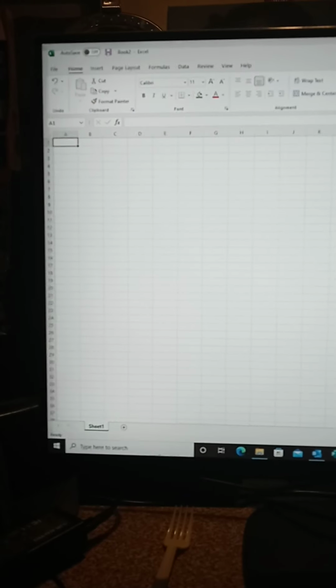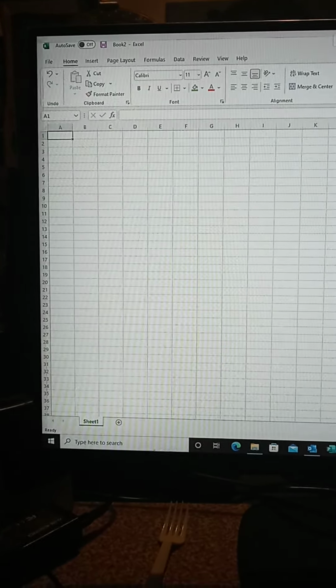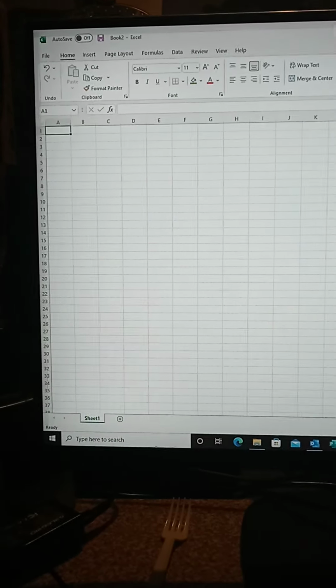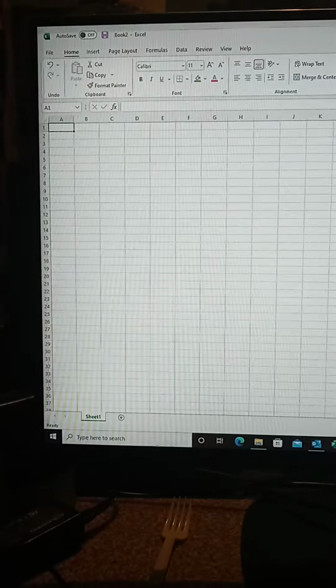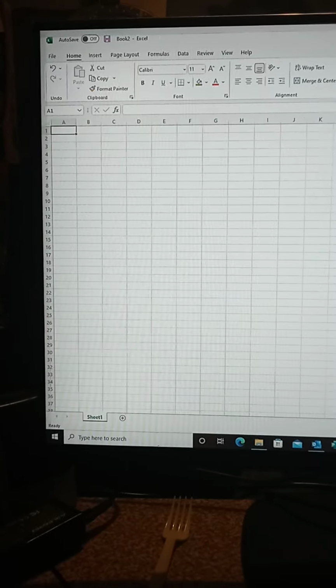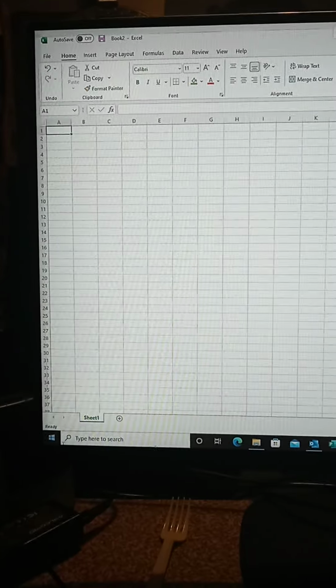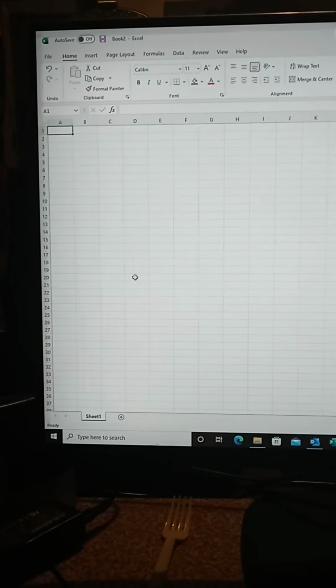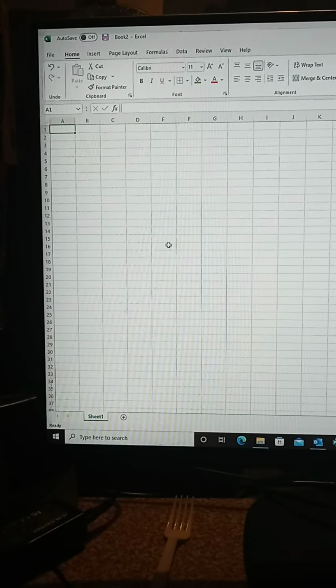If you have Excel, what you would want to do is go into Excel and start a new document. That way you can learn how to make yourself a budget.